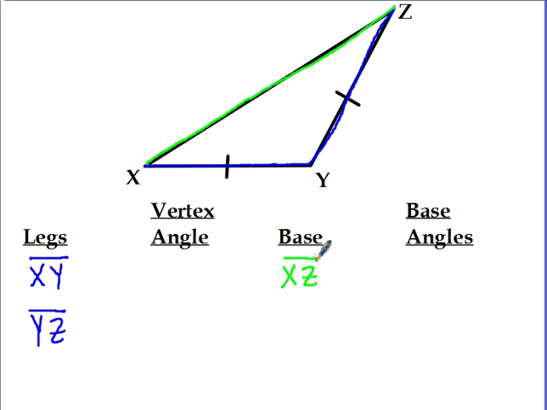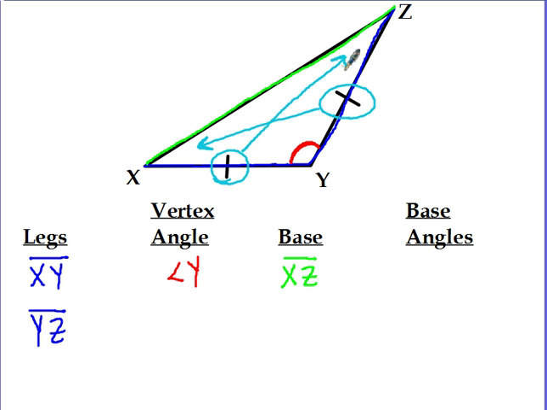Okay, so remember, base does not mean bottom. So here XY is on the bottom, but that's still a leg because XY and YZ are the legs. Then the vertex angle, that's the one that's made by the two legs, so that's going to be angle Y. And then remember, this shows me where the base angles are. So X and Z are going to be equal. So that's my base angles, angle X and angle Z. So again, just remember that vocabulary as we're going through this.